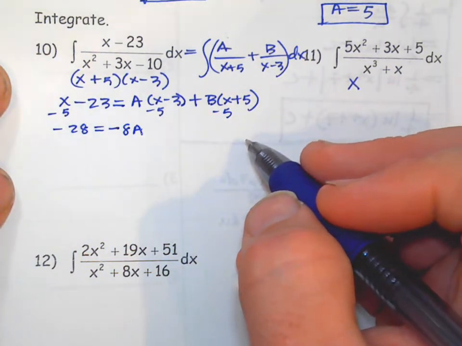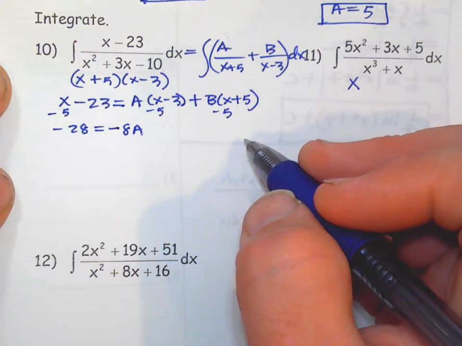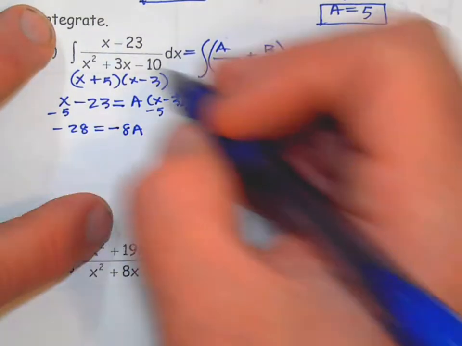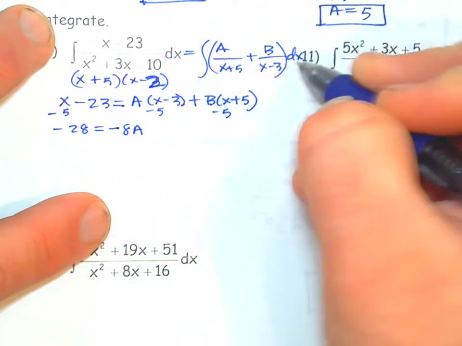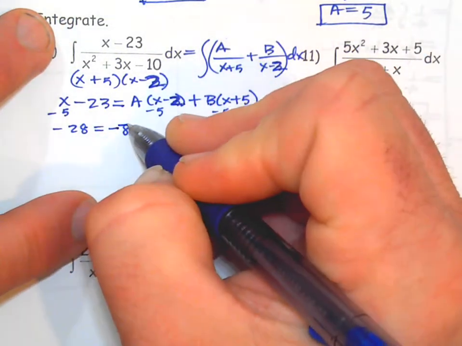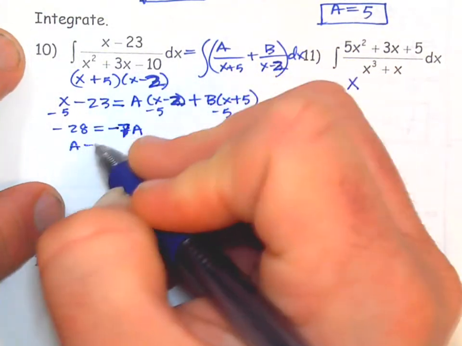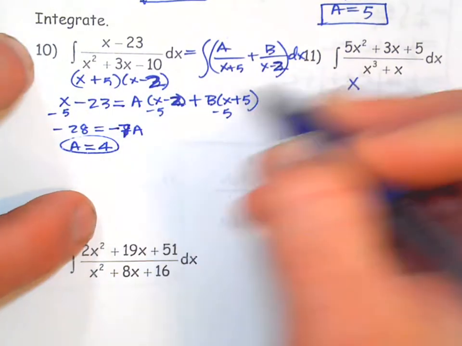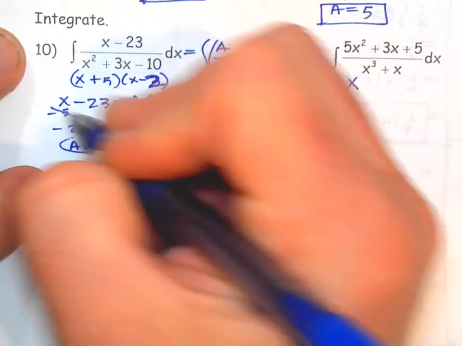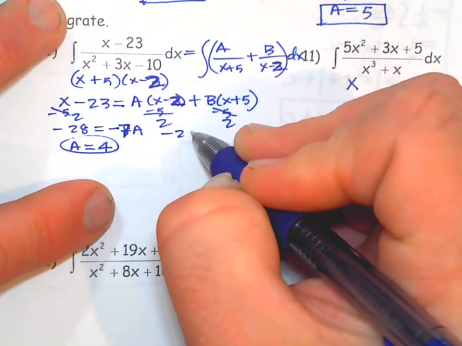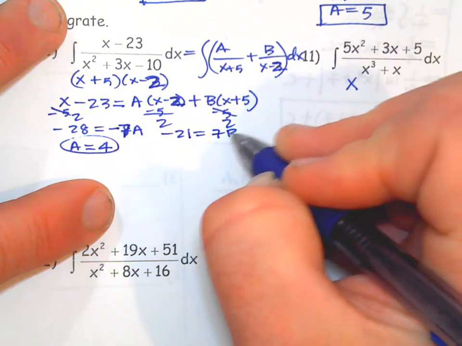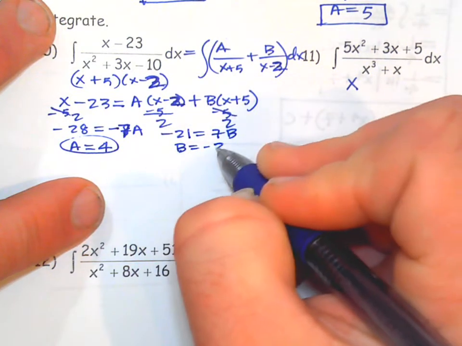Let's see, is there something wrong here? Oh, I messed up here. That should be a 2. So it's going to be negative 7a. Not that the answers can't come out kind of weird sometimes, but lots of times they come out nice. So we plug 2 in here. It's going to be negative 21 equals 7b. So b equals negative 3.